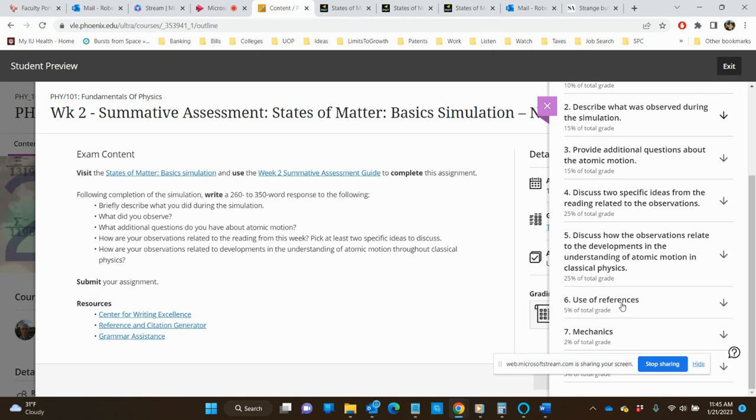This is use of references. A lot of students ignore this. And I've said it in week 1. I think I said it in the introductory video. I want to see your references. And one of those references would be our textbook.